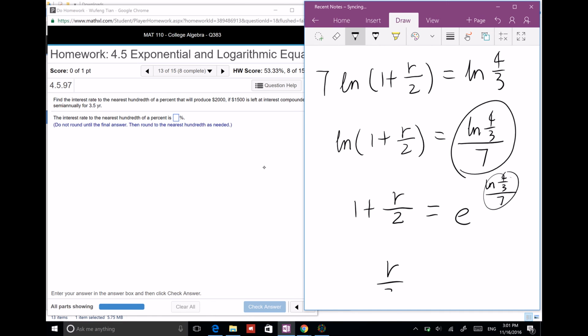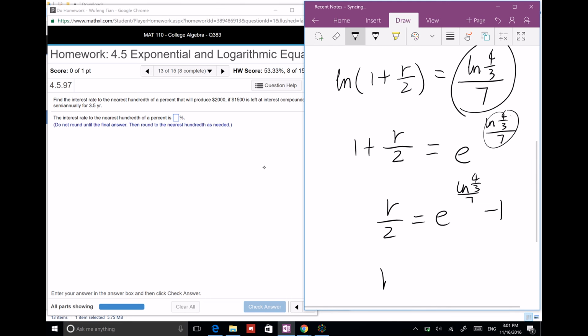So solve for r over 2 equals e to the ln of 4 over 3 over 7, minus 1. Then r equals 2 times e to the ln of 4 over 3 over 7, minus 1. So this is a calculated value. Okay.